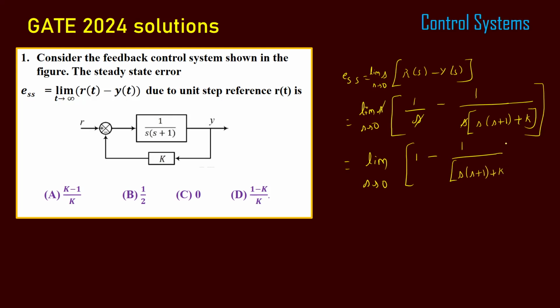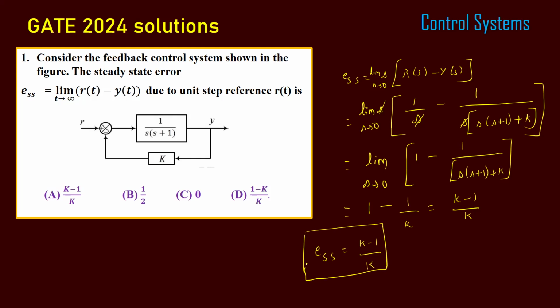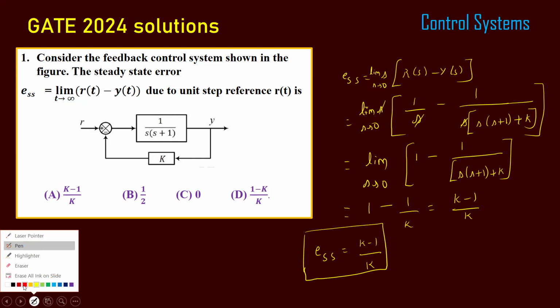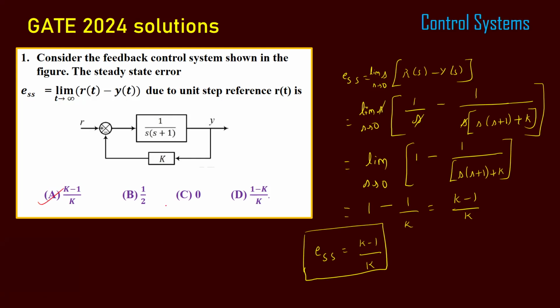Okay. Now applying the limit, this will become 1 minus 1 by k, which is k minus 1 by k. So this is the answer for the steady state error value, k minus 1 by k. Now see the options. In option A, they have given this value. So option A is the correct one for the given problem. Steady state error value is k minus 1 by k. Let me move to the next problem.